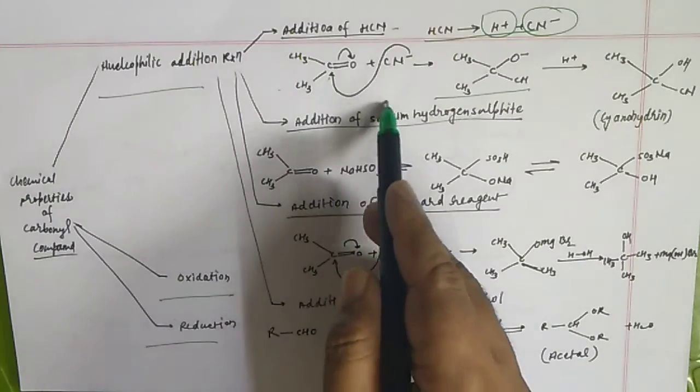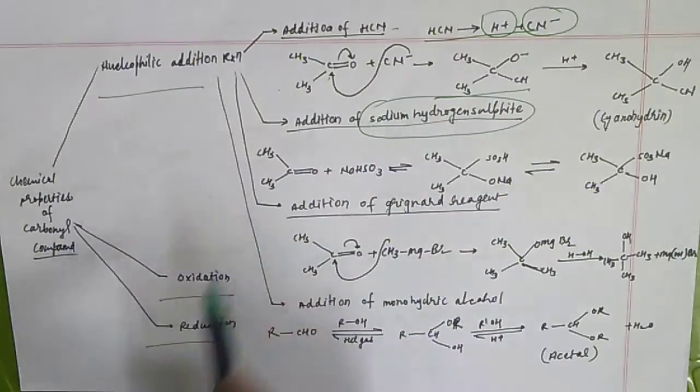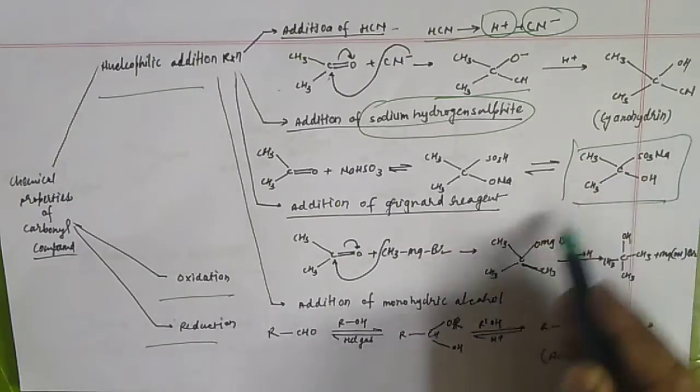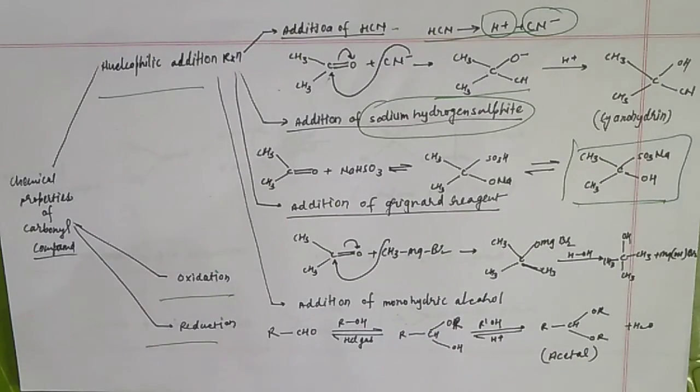Now the next one is addition of sodium hydrogen sulfite. When you treat the ketone or aldehyde with the sodium hydrogen sulfite, it will give the product containing the SO3Na and OH group.